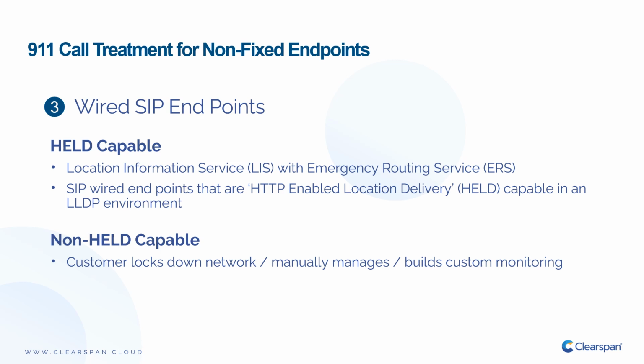The second category is for phones that cannot support HELD/LIS. For those phones, there are the following options to be compliant. The customer can lock the network down to prevent someone from moving a phone to a different location and statically provisioning the device and its dispatchable location in the Intrado ERS. The customer can also track location changes manually and manually provide updates via the ERS portal individually or via a spreadsheet. The last option is to build a custom solution to monitor and update location changes.